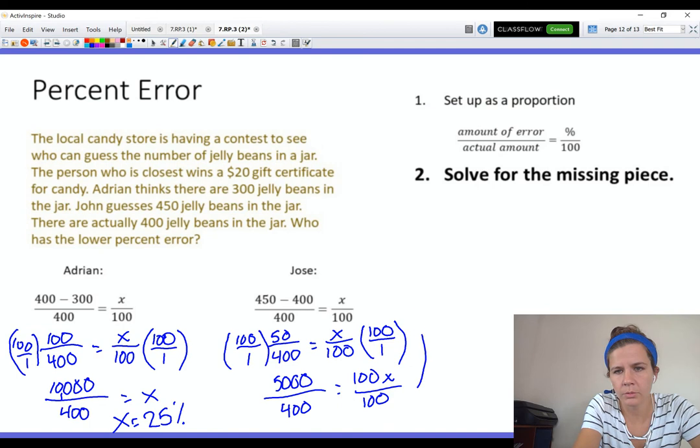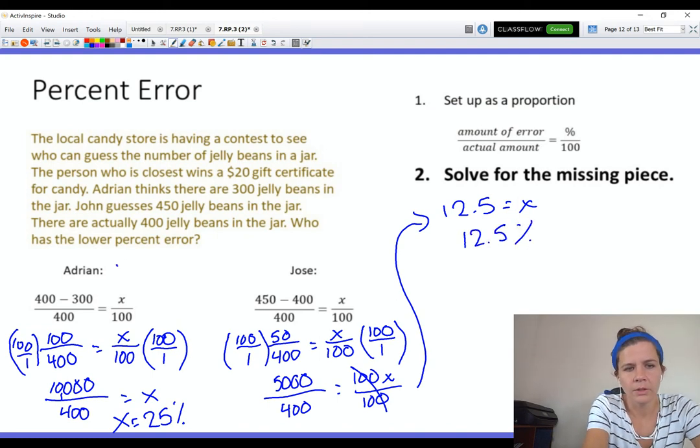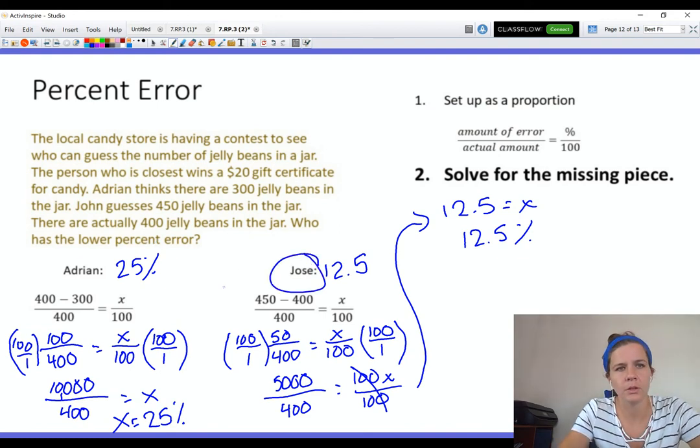So we have, I'm going to come up here because we're running out of space. 12.5, 100, these cancel to 1, equals x. So Jose is off by 12.5%. So we have Adrian at 25% and Jose at 12.5%. So we answer the question. Who has the lower percent error? Jose has the lower percent error.